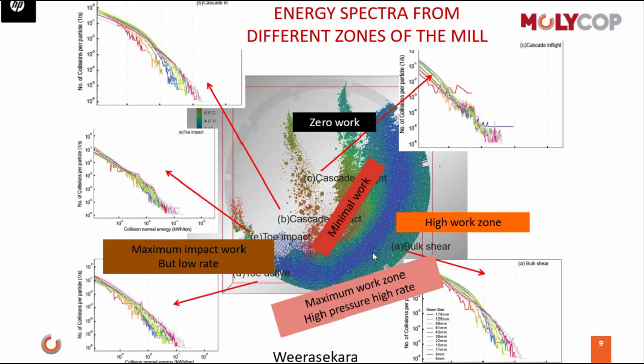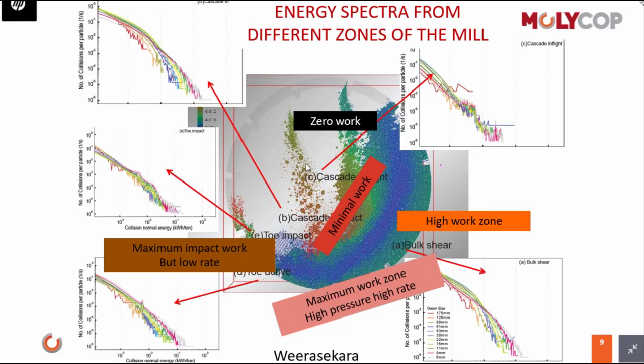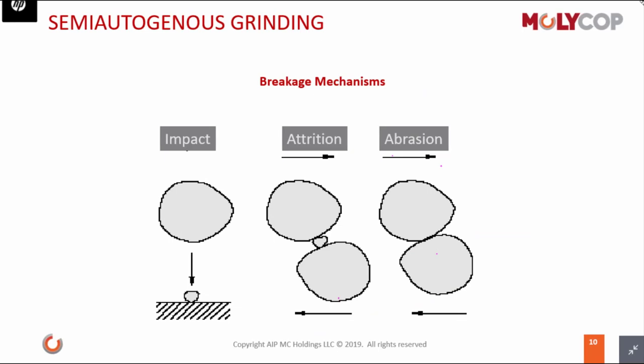So if you see this picture, usually people say that SAG mills are impact mills. But if you see this graph or this DEM simulation, you can notice that most of the work is by abrasion and by compression. You have a component which is impact, but it is not the main component in the SAG mill. So, as we know, the main mechanisms are the impact, the attrition, the abrasion, and he is missing the compression, which is also an important component for breakage.